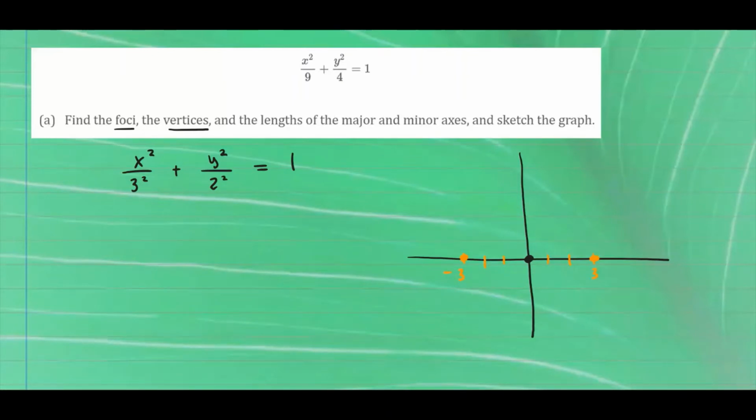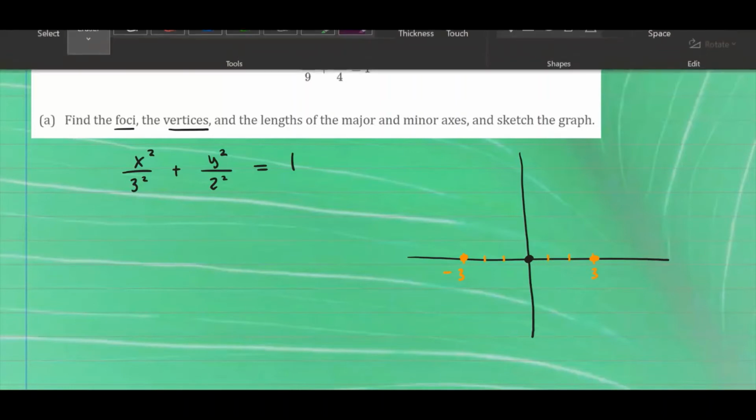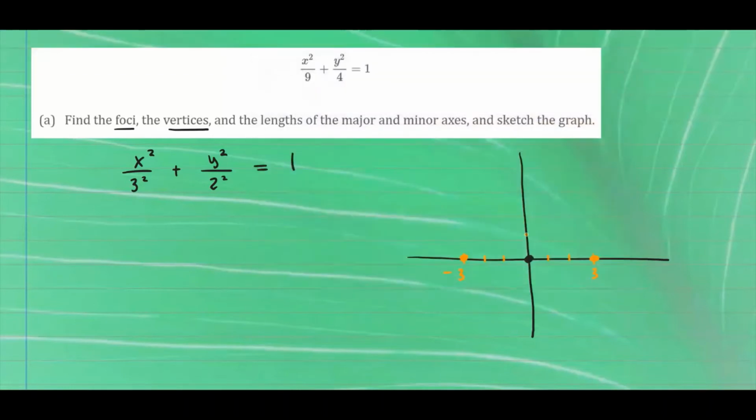Now in the y direction, we're going to travel 2 units. So let's go ahead and do that. We travel 2 units. Let's suppose this is 2, and then this is -2. And if you connect them, we create an ellipse, something like this.